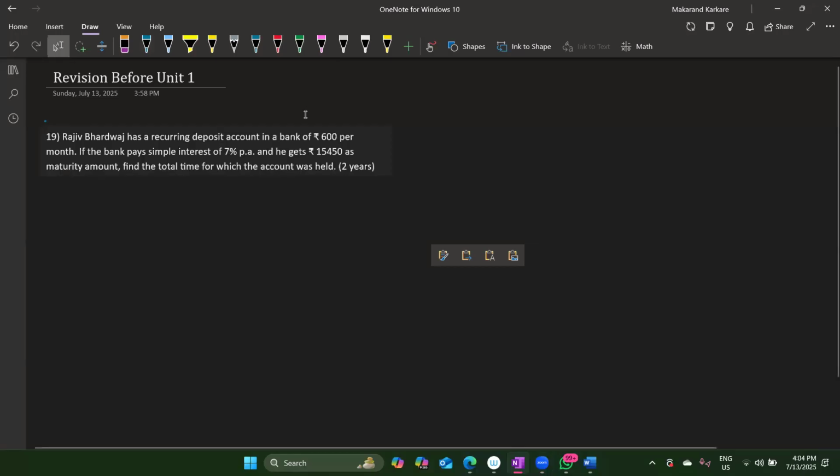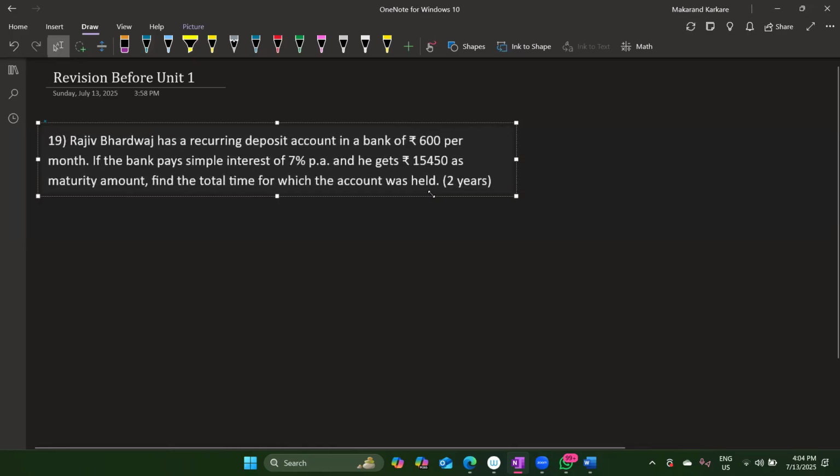So Rajiv Bharadwaj has a recurring deposit account in a bank of rupees 600 per month. If the bank pays simple interest at 7% per annum and he gets 15,450 as maturity amount, find the total time for which the account was held.